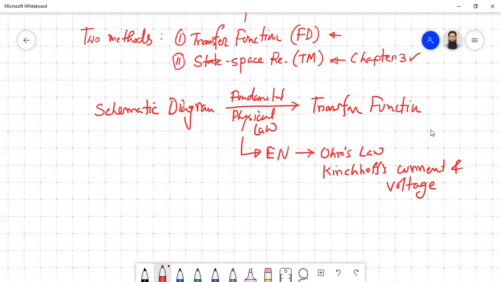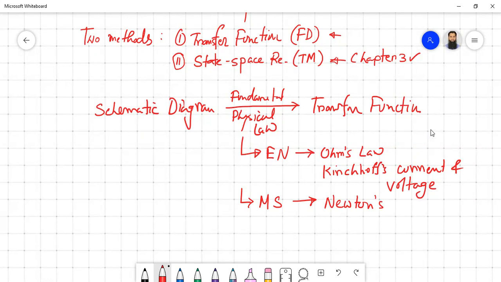Then that equation is in general a differential equation. The differential equation is difficult to deal with. That is why we'll be taking the help of the Laplace transformation to obtain the transfer function. So in the case of the electrical network, these are the fundamental laws we apply. But if it is a mechanical system, then it has to be Newton's law, the summation of the forces or the summation of the torques.